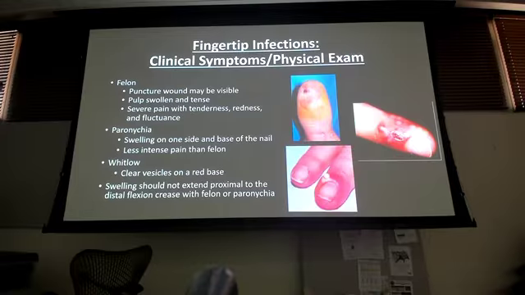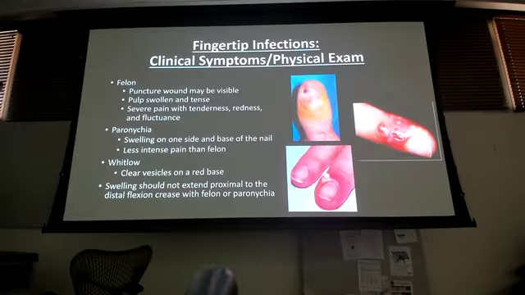But the swelling should not extend proximal to the distal flexion crease with a felon or paronychia. That is not the same thing as the distal palmar crease, correct? We know the distal flexion crease is actually your DIP, correct? We know this because we're all smart, intelligent people, and we'll review this, okay? So it should not extend proximal, so it shouldn't come towards the wrist. If it does, that means that the infection is traveling.